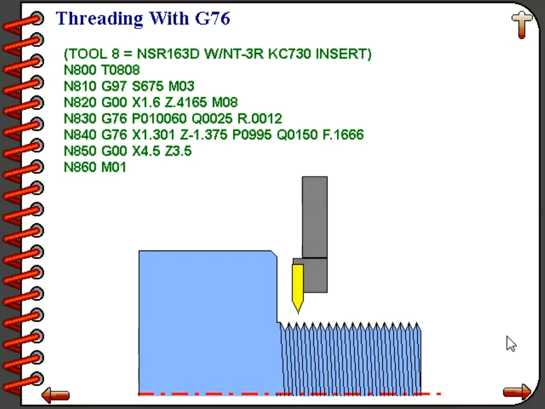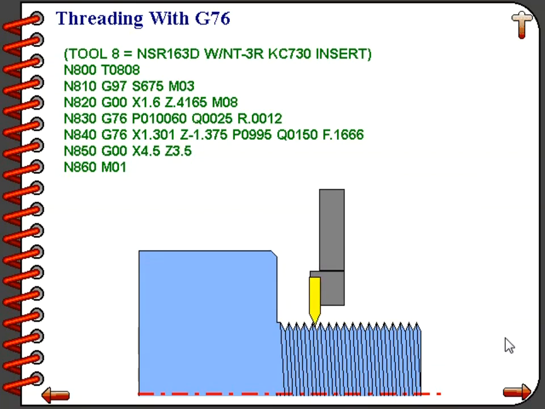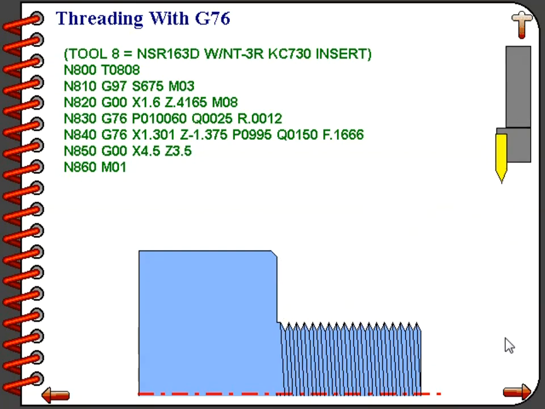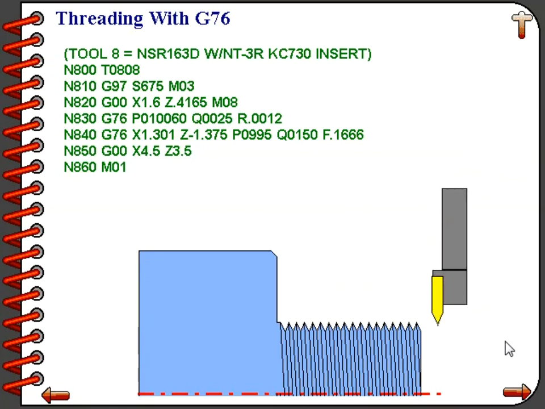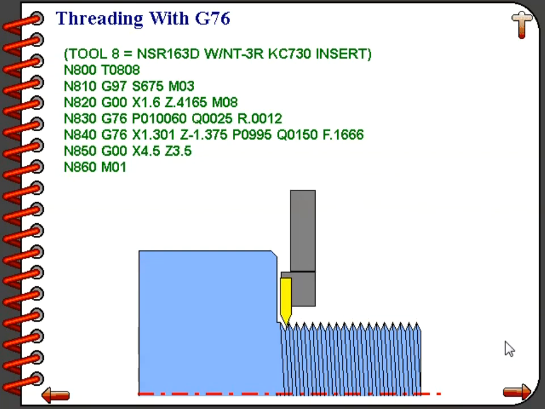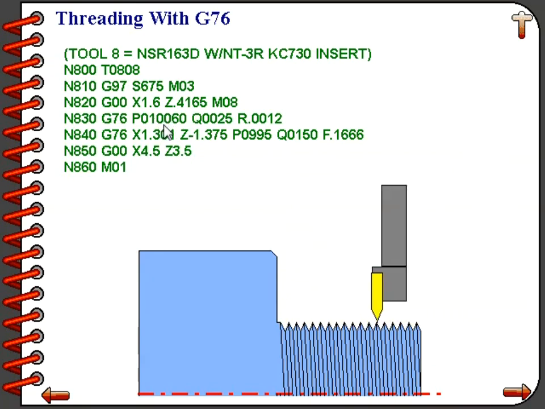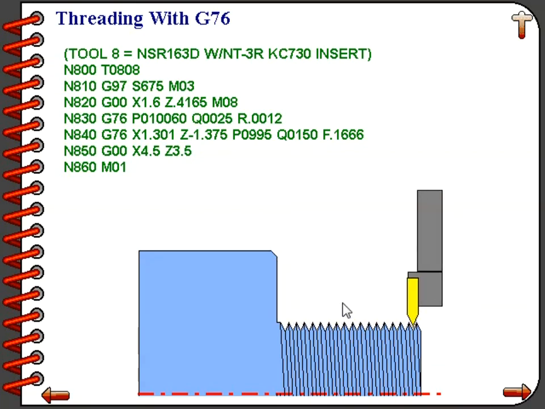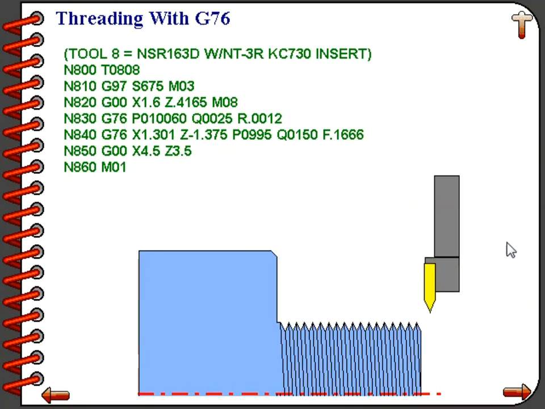Line number 830 is our first line of G76. And the P word contains 3 different bits of information. The first 2 digits, 01, specify the number of free passes. Once the threading tool gets all the way through with all of its roughing and finishing passes, it's going to take 1 extra finishing pass. The next 2 digits, 00, specify a retract distance of 0. In other words, when the tool gets to the end of the thread at that Z minus 1.375 value, it will then immediately pop out on the x-axis.